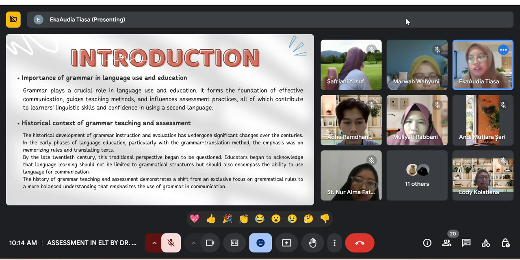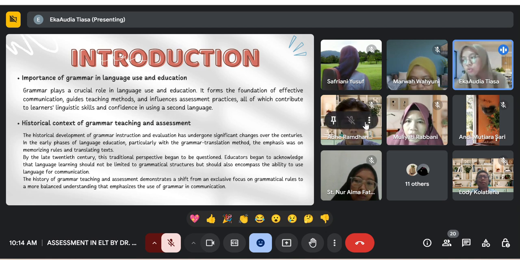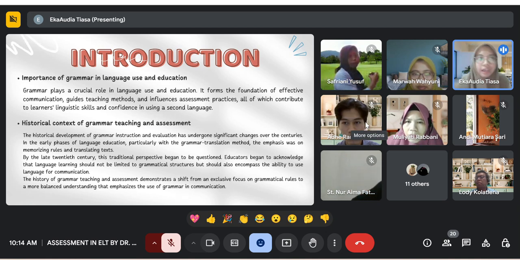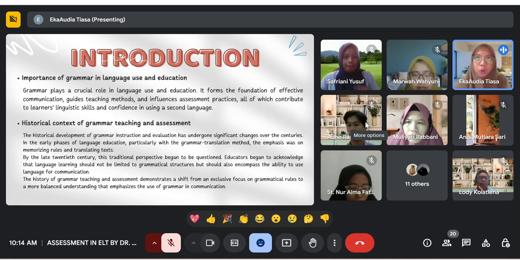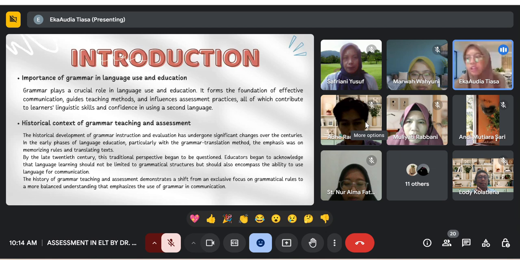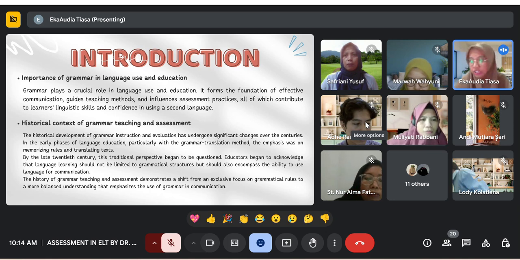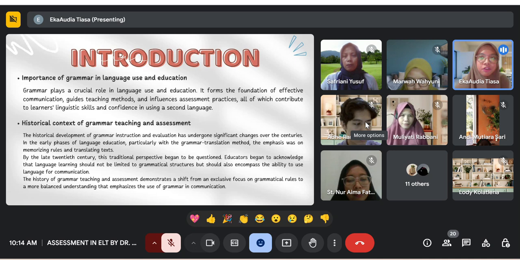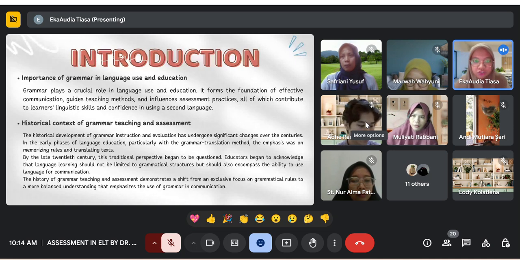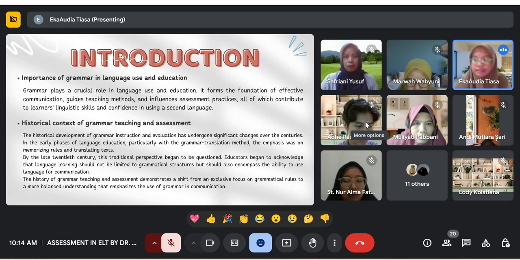The way grammar knowledge is assessed has also changed over time. In the past, assessment often involved rule memorization or text translation. Today, evaluation methods focus on tasks that require students to demonstrate their understanding and practical use of grammar in everyday communication. This shift reflects a deeper understanding of grammar as a crucial aspect of communicative competence.